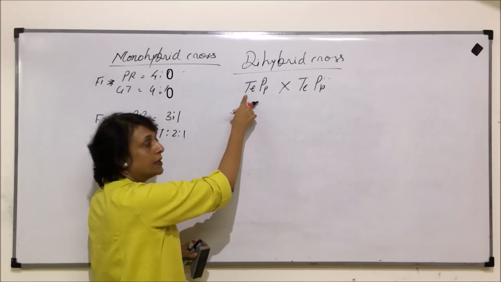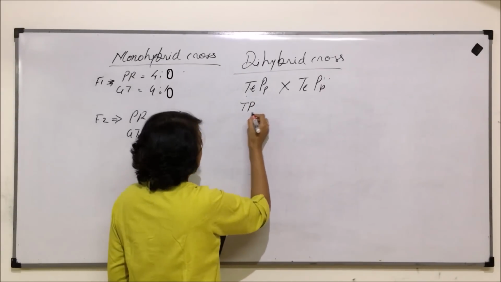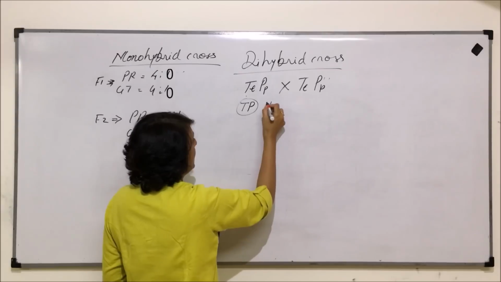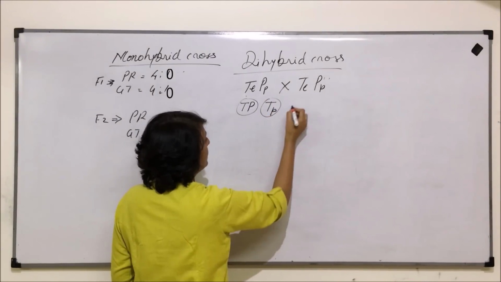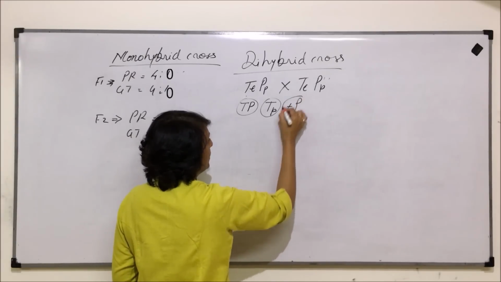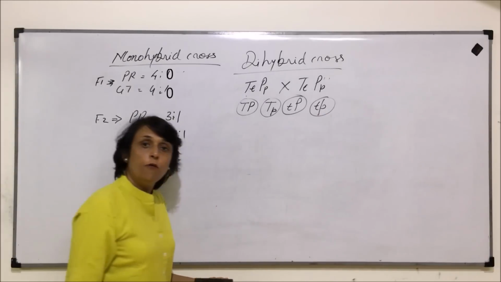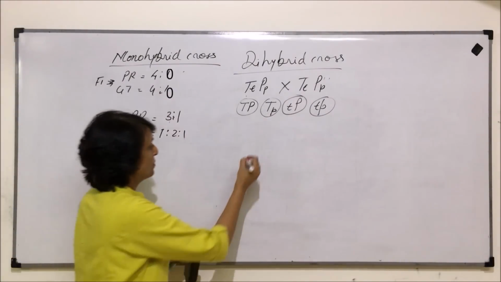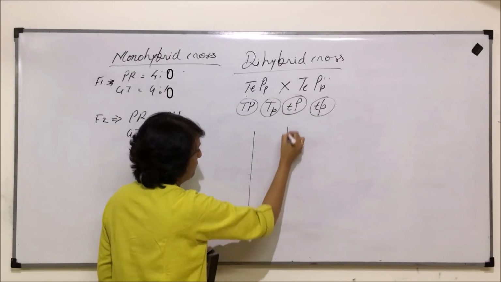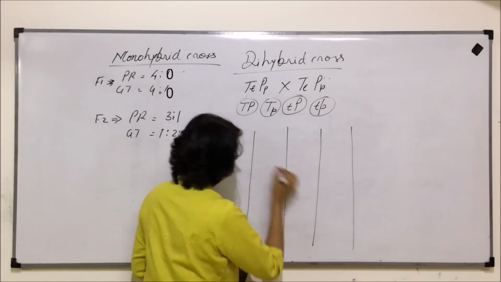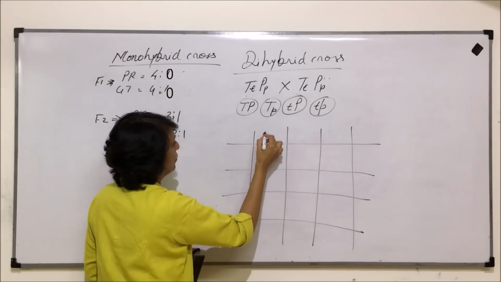Capital T here, that is dominant with dominant P. The second one would be capital T with small p. Third one, small t with capital P and both small. So four types of gametes are possible by both these plants. So now let us write these gametes here and find out the genotype, phenotype.